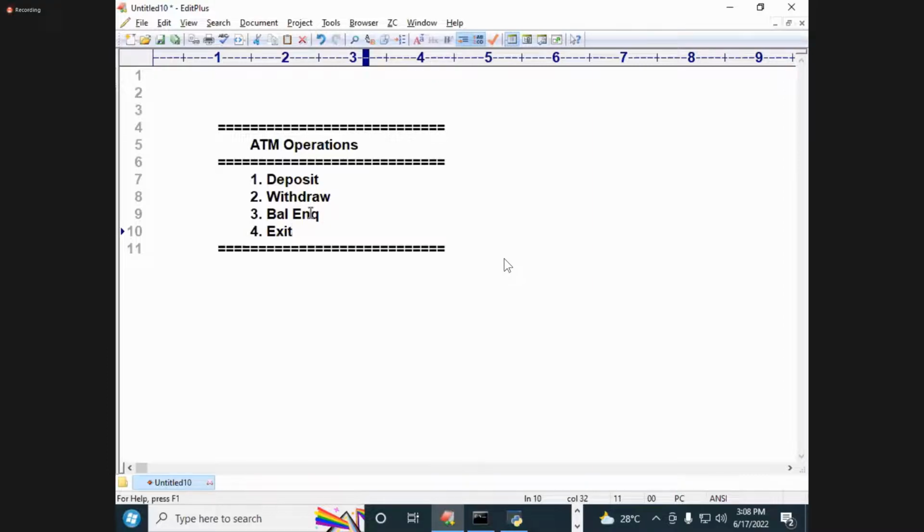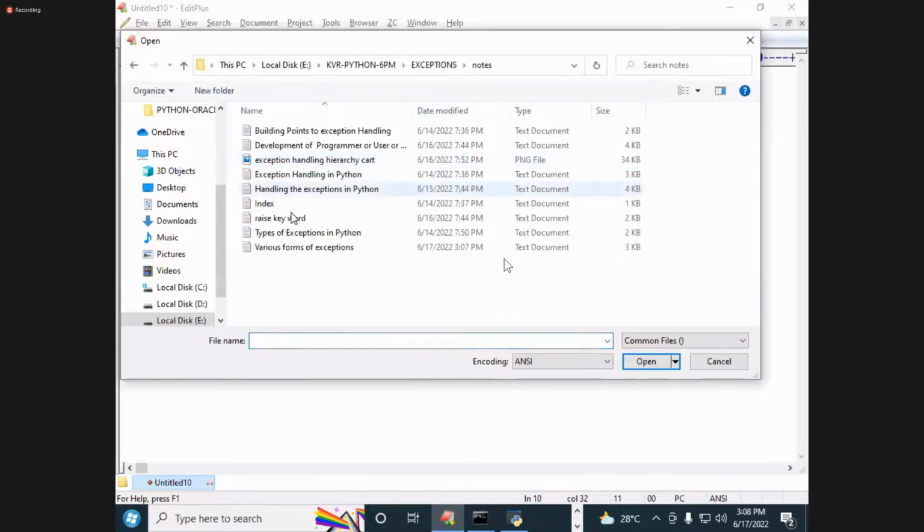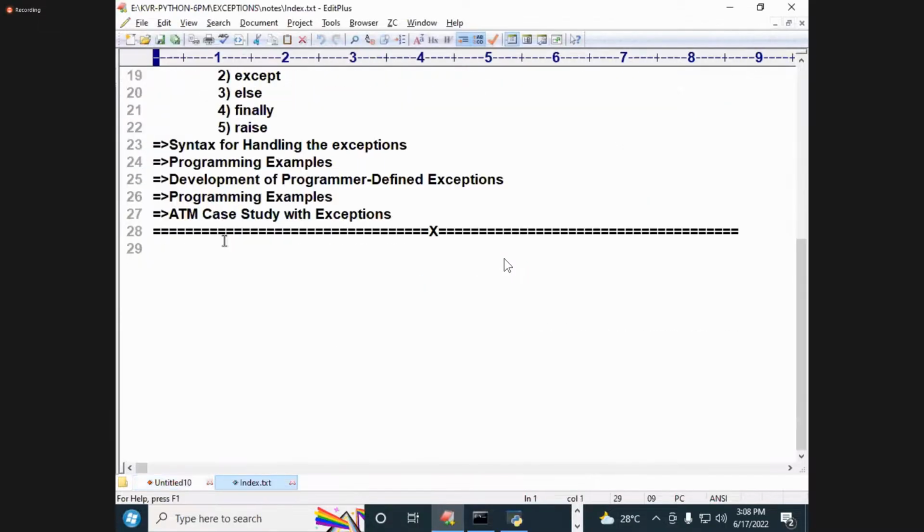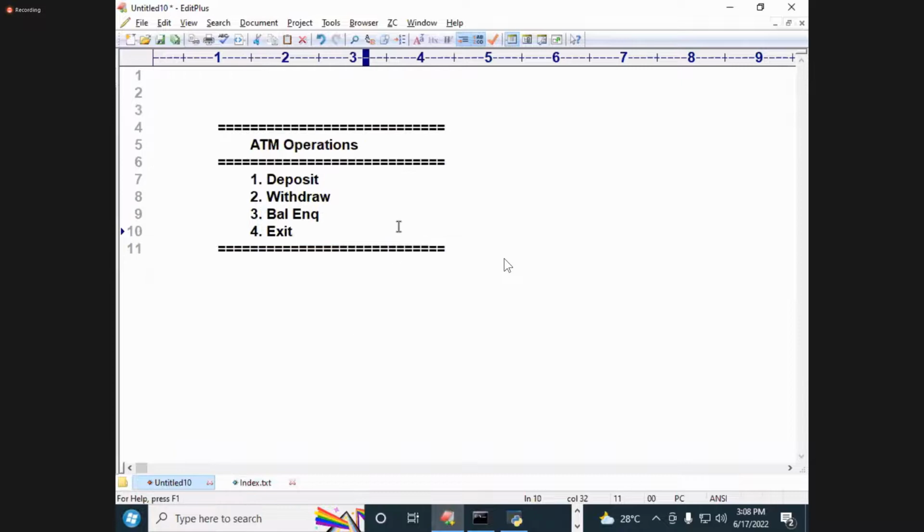Mainly I'm focusing on development of exceptions. See that notes and index, ATM case study with exceptions. We are coming to that point. Now coming to this area. This is my menu. Enter your choice. If the choice is deposit, depositing. If the choice is withdraw, withdraw, with other kinds of exceptions in that we will discuss.